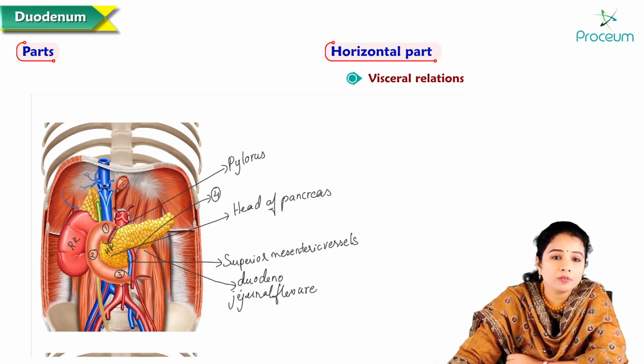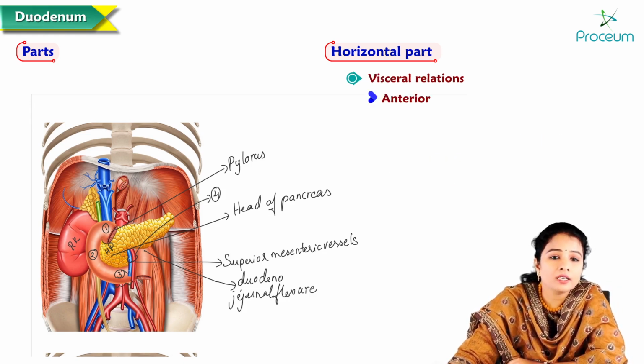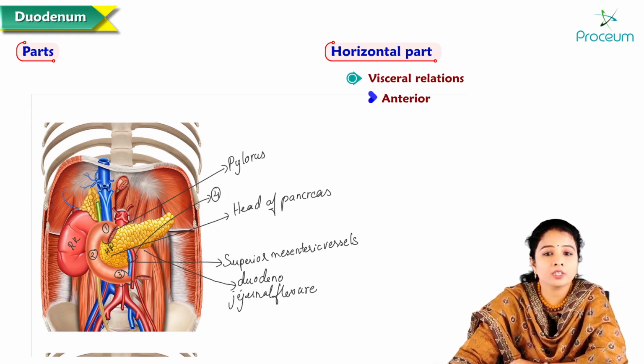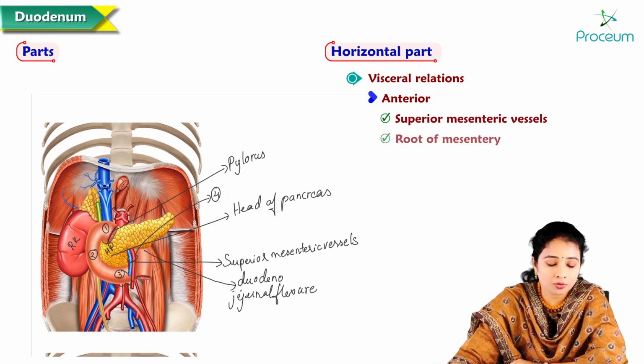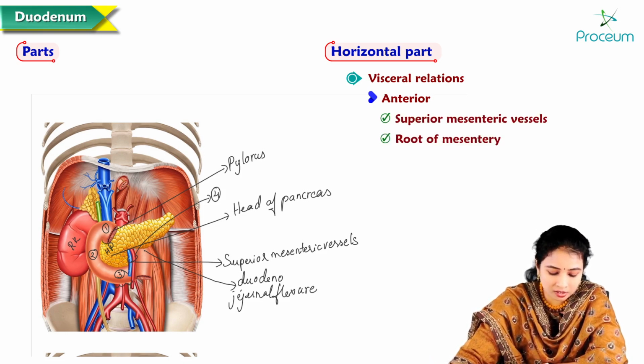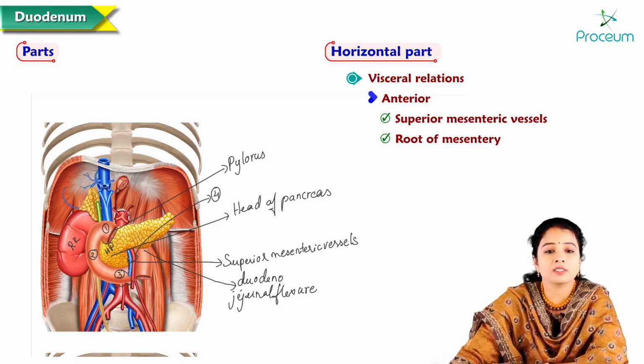Next, about the visceral relations. Anteriorly, the third part is related to the superior mesenteric vessels and root of mesentery. So we can see the superior mesenteric vessels in this image. Along with these vessels, there would be the root of mesentery as well.